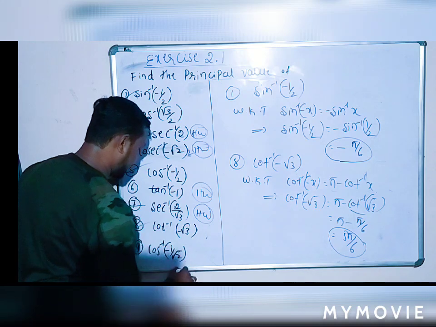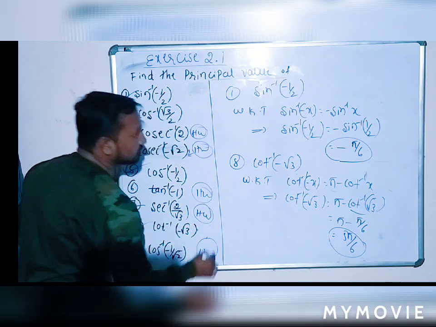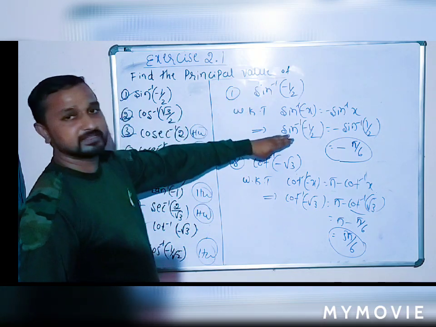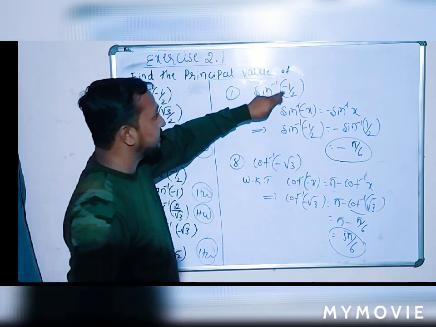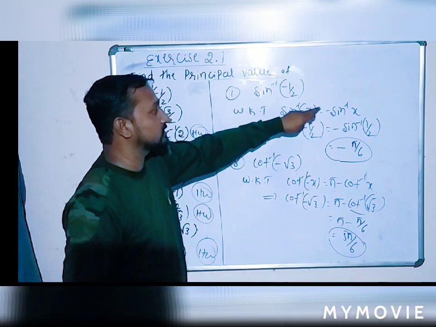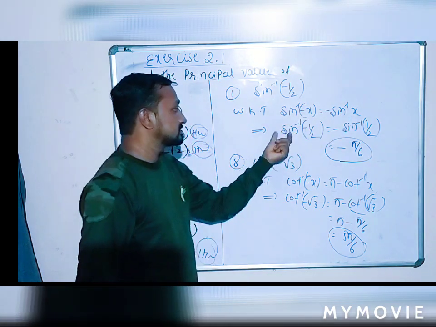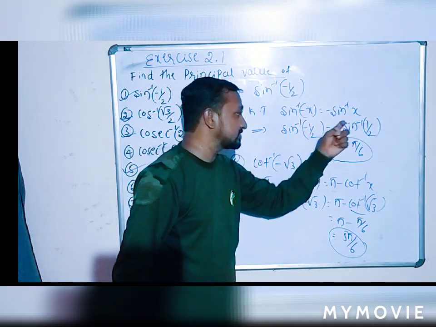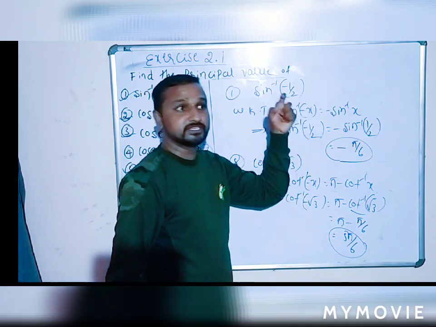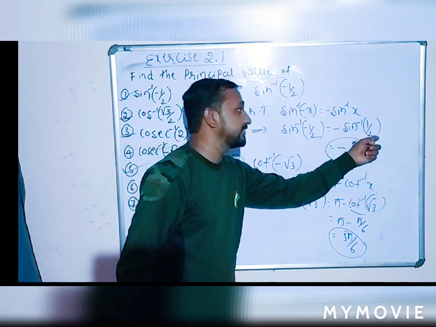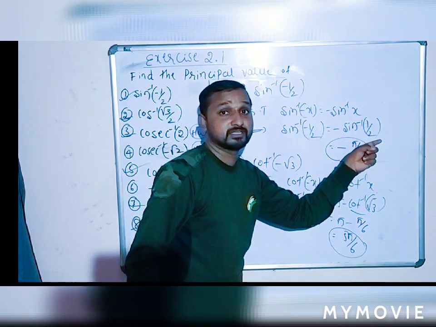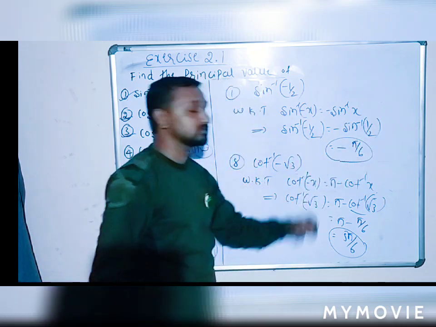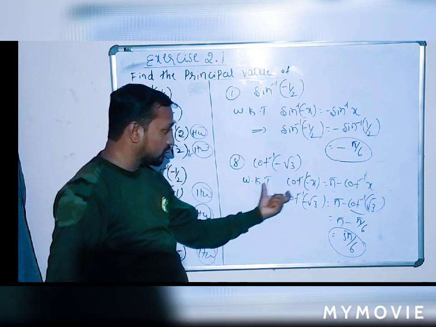So this is over, and the ninth one is also. Let me explain once again. Directly by using property, this is very easy. Sin inverse of minus 1 by 2. Sin inverse of minus x equal to minus sin inverse of x. So sin inverse of minus 1 by 2 is equal to minus sin inverse of 1 by 2. Keep the minus as the same. In which angle the value of sin is 1 by 2? That is pi by 6. That's all. Same as the property.